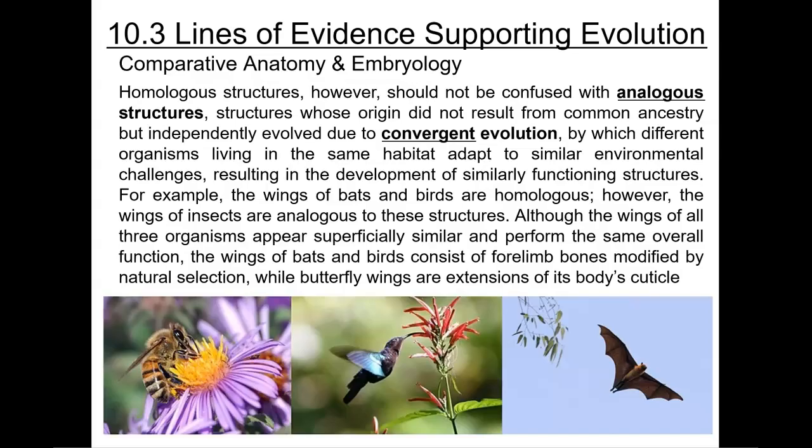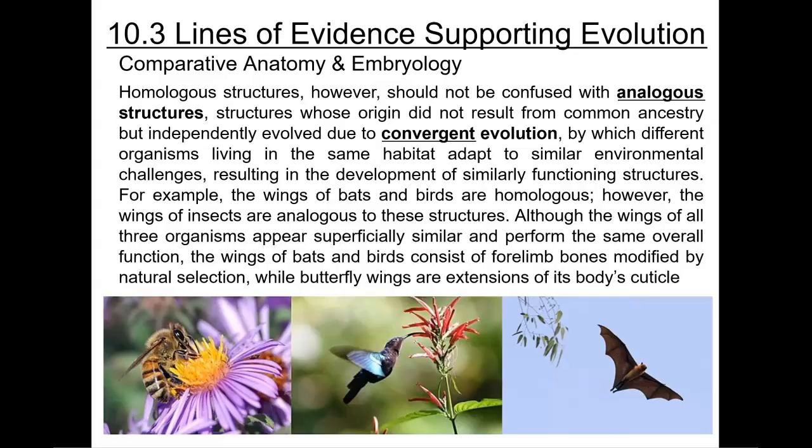Homologous structures, however, should not be confused with analogous structures. These are structures whose origins didn't result from a common ancestor, but independently evolved due to convergent evolution, by which different organisms living in the same habitat adapt to the same environmental changes. This results in the development of similarly functioning structures.